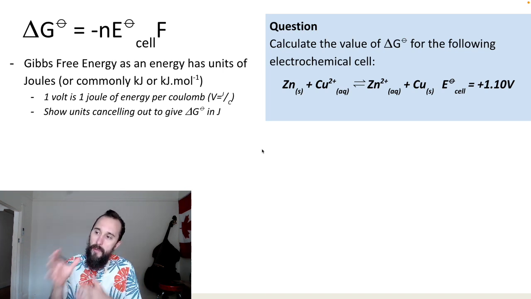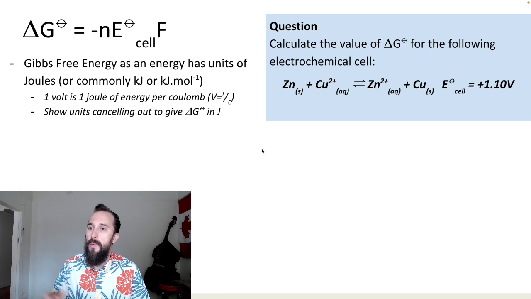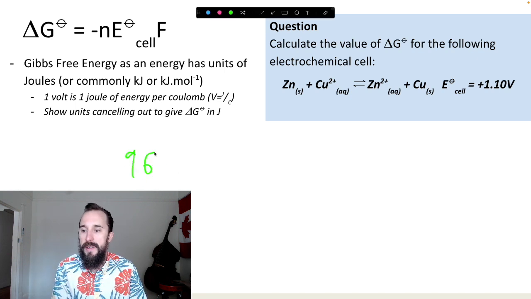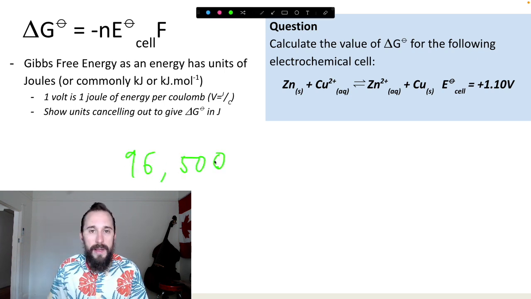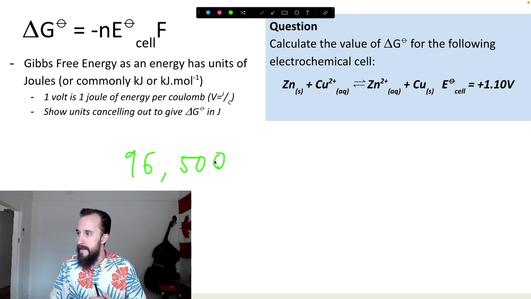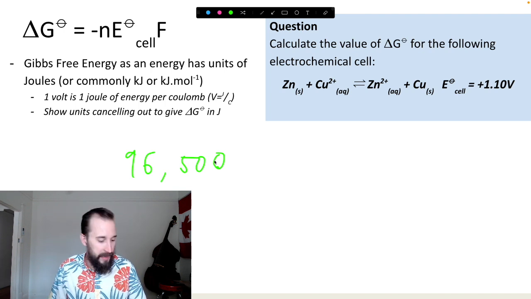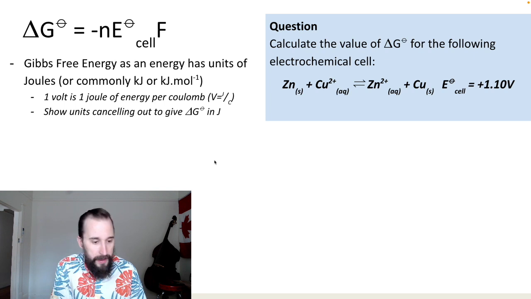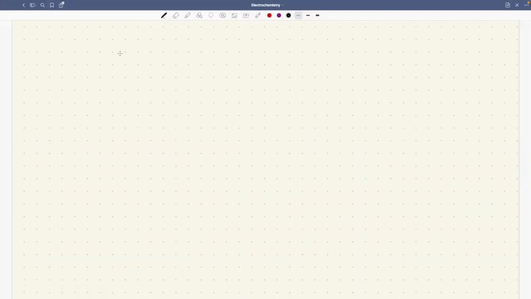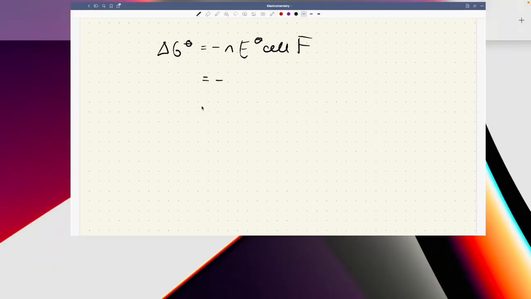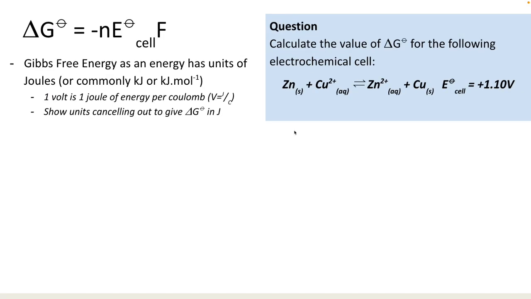I've given you a redox equation. I've given you a cell potential, Faraday's constant, 96,500. Why don't you pause and see if you can give me a value for delta G there. All right, let's do it. So we have our equation, which is delta G is equal to minus n times the cell potential times Faraday's constant. So how many moles of electrons are being transferred?